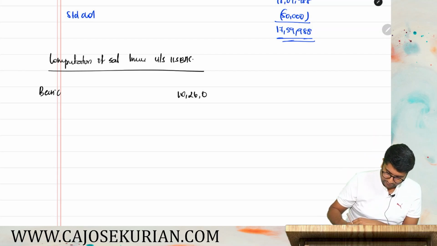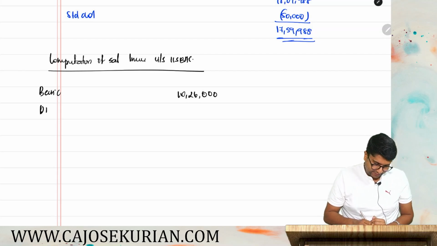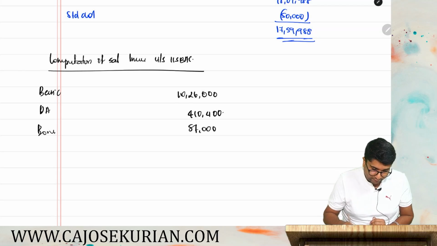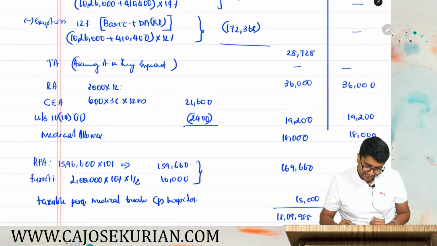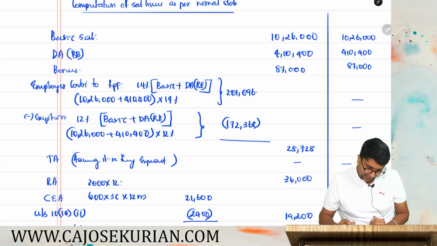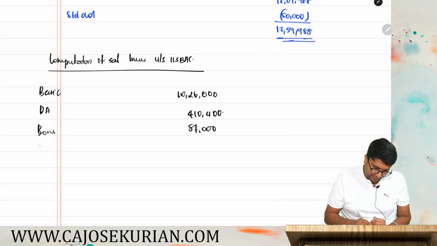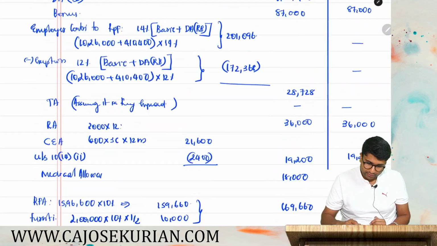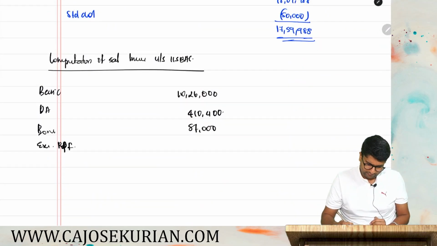10,26,123 will come. DA, there is no change. 4,10,400 will come. Bonus, there is no change. 87,000 will come. Then what is next? Excess contribution to the PF, excess contribution to recognized provident fund, there is no change. That 28,728 will come.